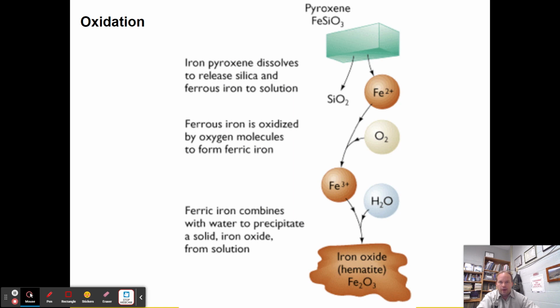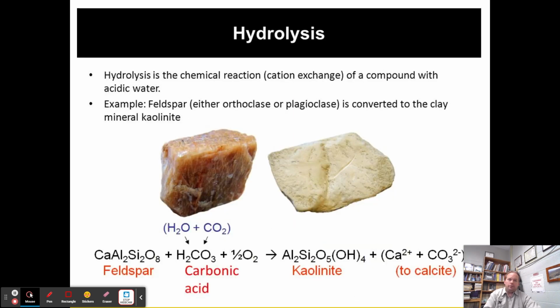Oxidation, of course, is where you're adding oxygen. It's when ferrous iron is oxidized by oxygen, or magnesium is oxidized by oxygen, and combining with water and then precipitating a solid, iron oxide or magnesium oxide, from a solution. Hydrolysis is where you're taking the feldspar mineral, whatever it is. This happens to be calcium feldspar, combining it with carbonic acid from the atmosphere again, which then produces kaolinite, and then of course ions that are dissolved in solution. So they're aqueous at this point.